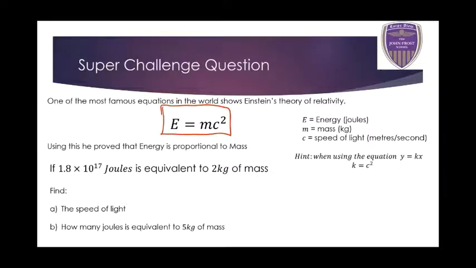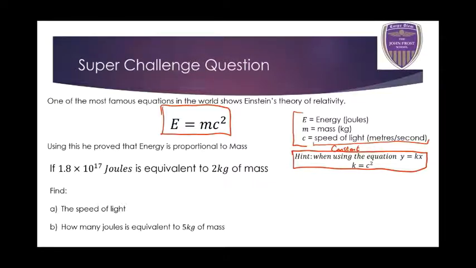Just in case you didn't know what the letters mean, E is energy measured in joules, m is mass in kilograms, and c is the speed of light in meters a second. Now, some of you might know that the speed of light is a constant. The speed of light in a vacuum, to be precise, is a fixed speed and it does not change. So in this case, the c is going to be the constant, as I give in this little hint box down here.